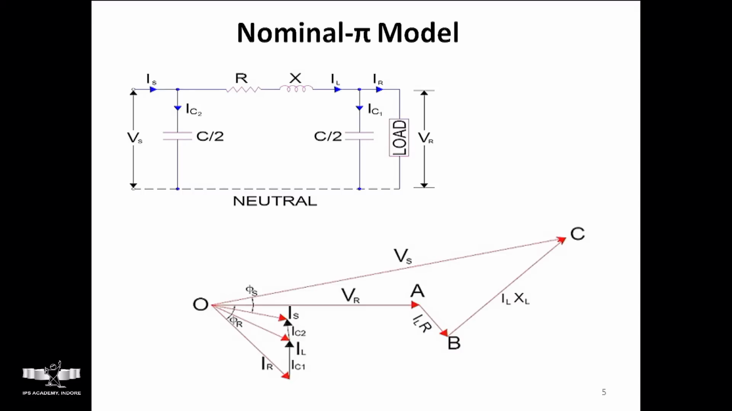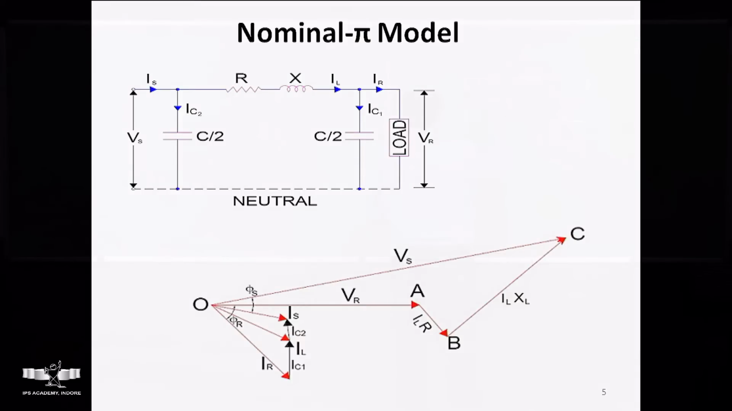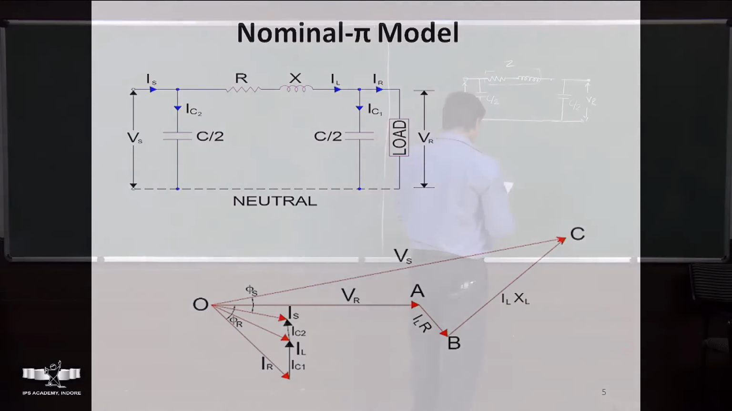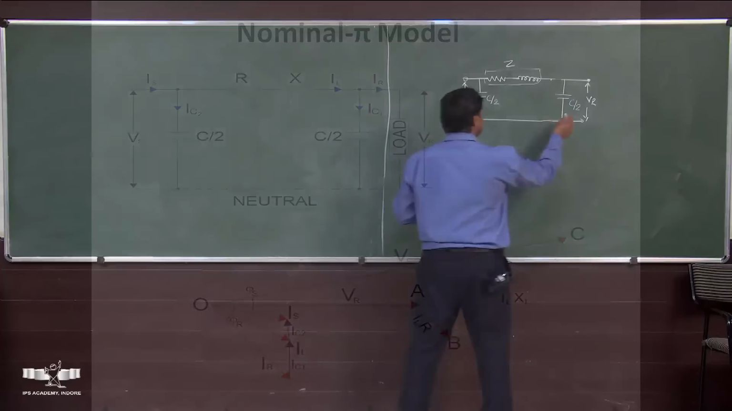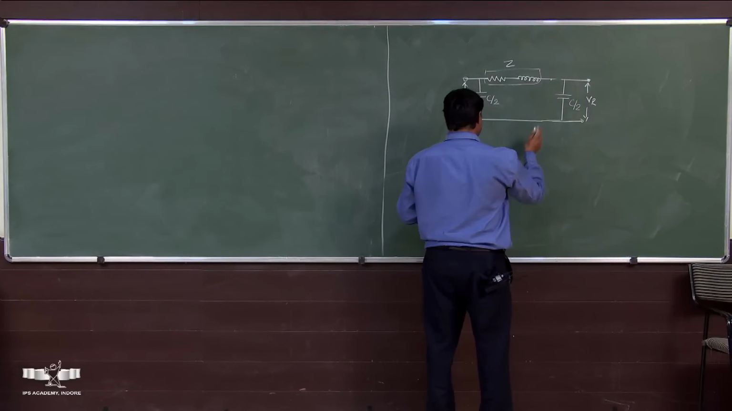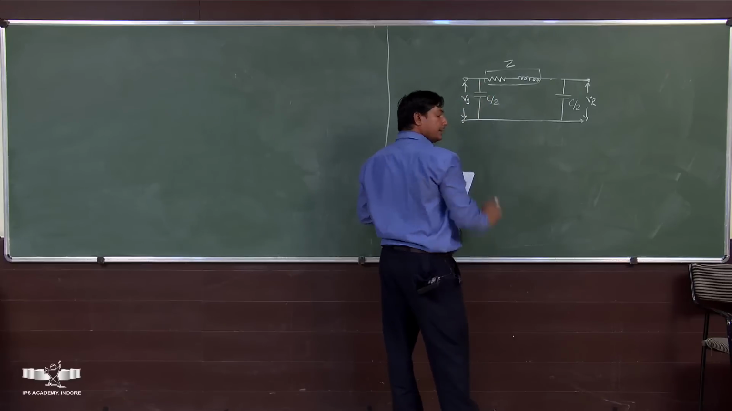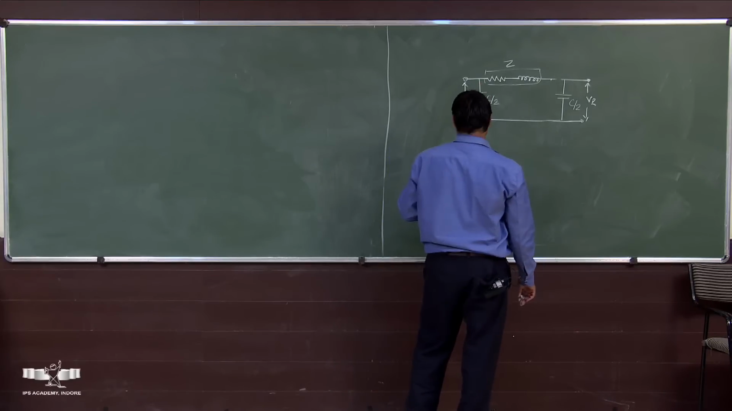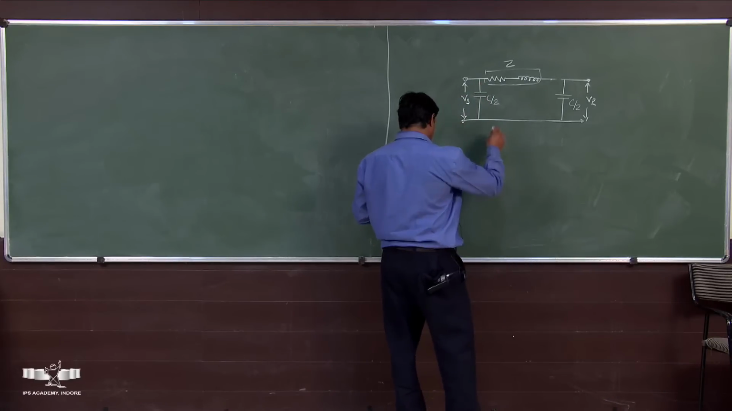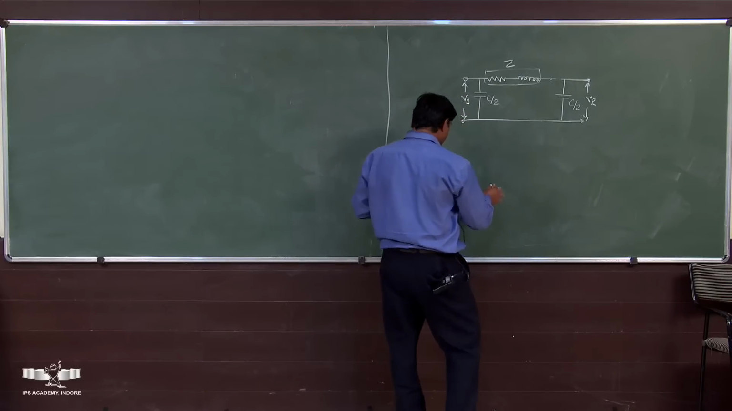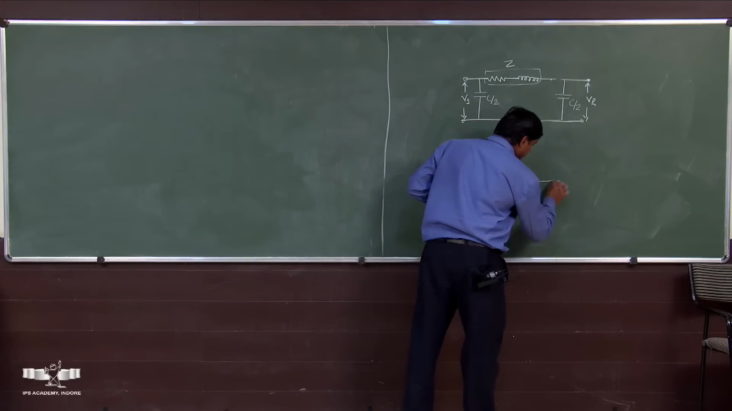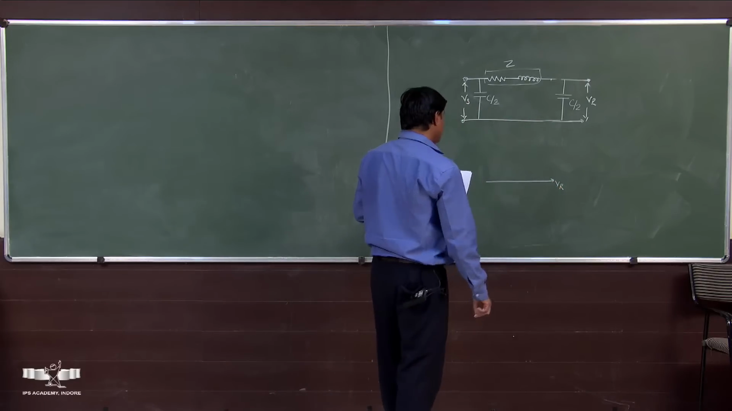In nominal pi models, here is drawn C by 2 and C by 2, the lumped capacitance. We divide and connect one end as the receiving end and the other as the sending end. So, in this model we draw the phasor diagram. The receiving end voltage VR is our reference phasor.